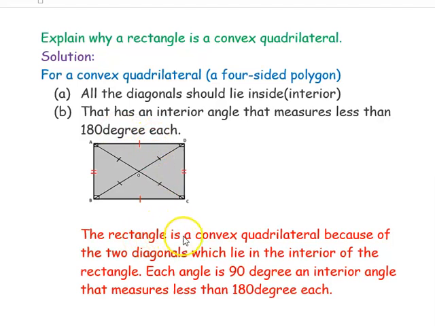So we can say that a rectangle is a convex quadrilateral because the two diagonals lie in the interior of the rectangle, and each angle is 90 degrees, which is less than 180 degrees. So a rectangle is a convex quadrilateral.